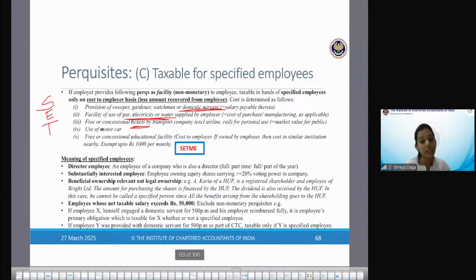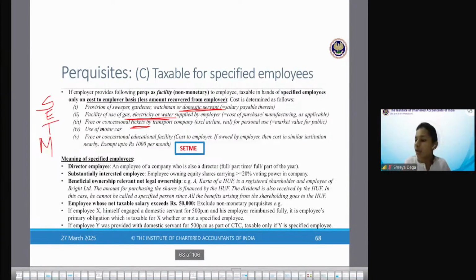Then we did use of motor car. So if the employer gives you a car, okay, employer doesn't give a car to every employee. So anyway, you will understand that you have to be a specifically elite employee to get a car. And that is this specified employees list, mostly covers that kind of employee also. Okay, so let's take it as M, motor car.